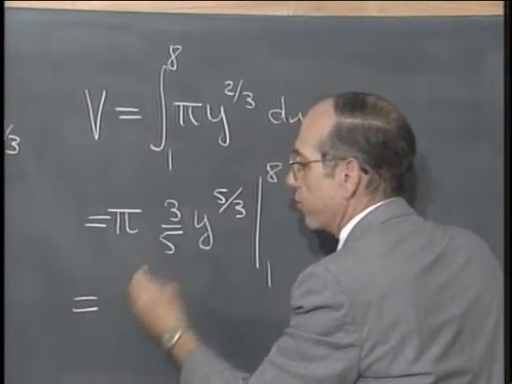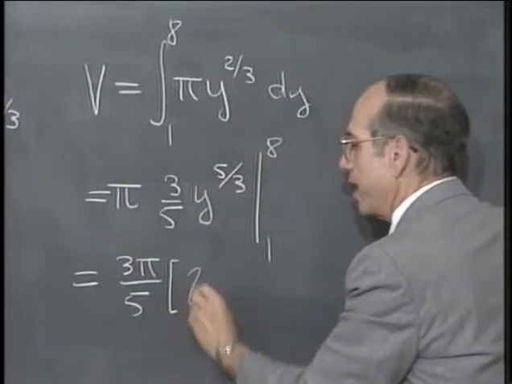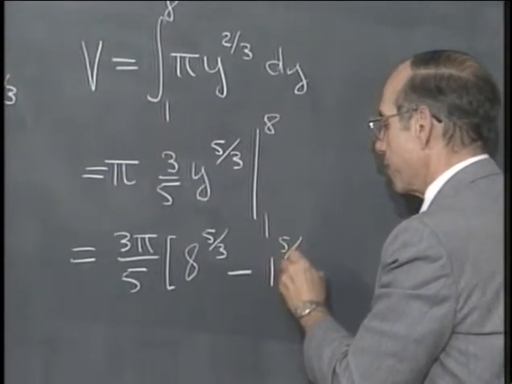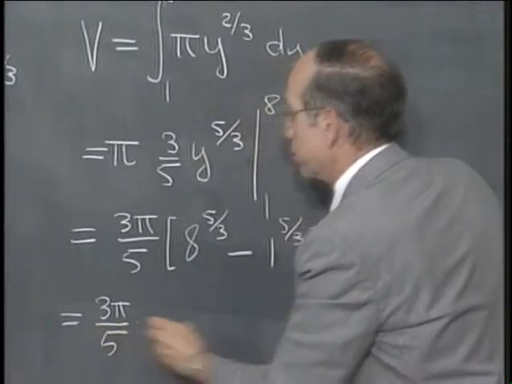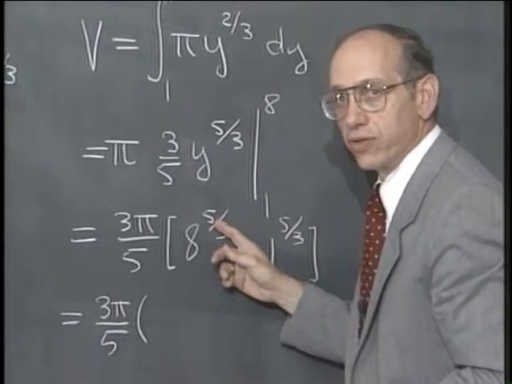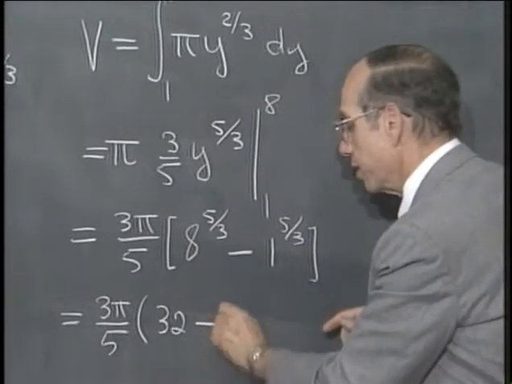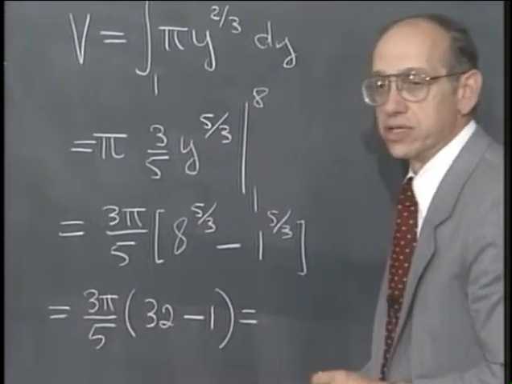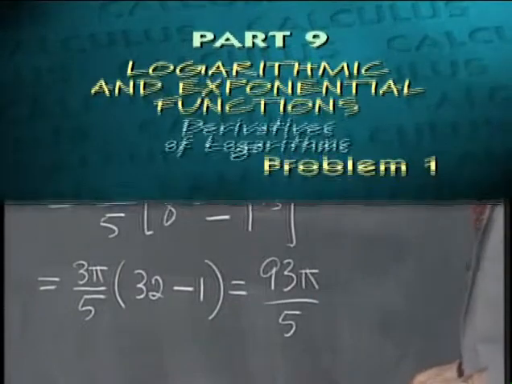This is 3/5 of pi, or 3 pi over 5, times, evaluating at 8, 8 to the 5/3 power, minus, evaluating at 1, 1 to the 5/3 power. Now, 8 to the 5/3: the cube root of 8 is 2, and 2 to the 5th is 32. So that's 32 minus 1 to the 5/3, which is 1. So we have 32 minus 1, which is 31. 31 times 3 is 93. 93 pi over 5 is the volume generated.